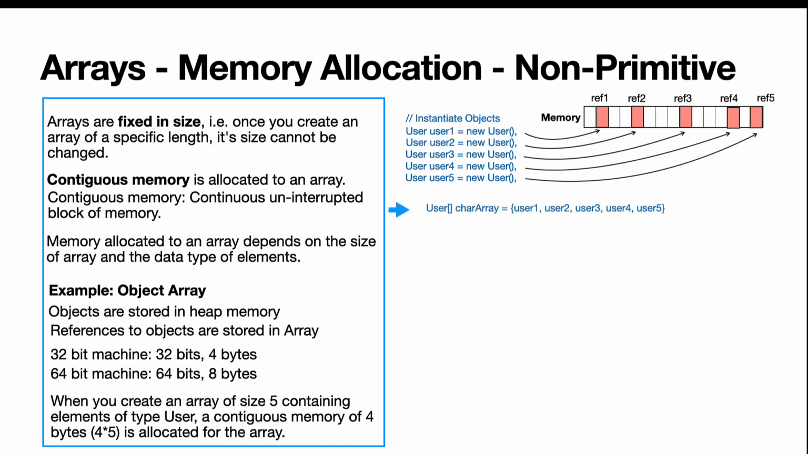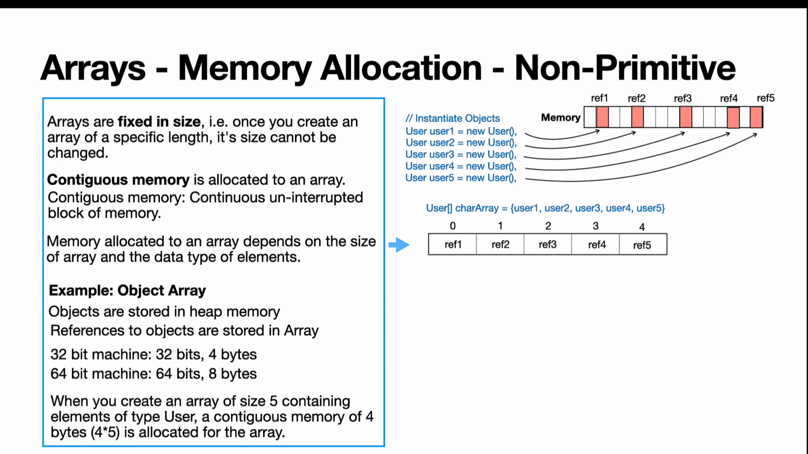Let's create an array of type user containing elements user 1, user 2, user 3, user 4, and user 5. So length of array is 5, index of first element is 0, and index of last element is 5 minus 1, which is 4. Array contains the references of the user objects. So it contains elements reference 1, reference 2, reference 3, reference 4, and reference 5.